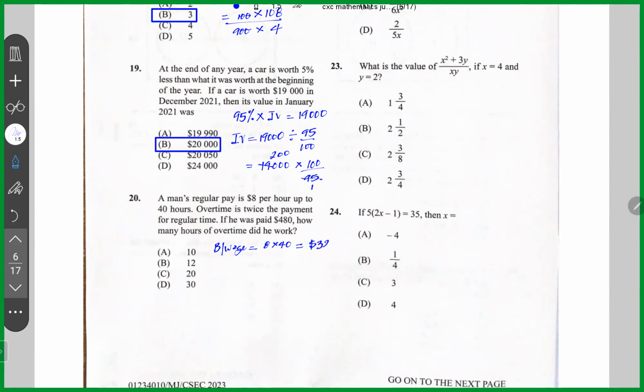All right, so now his overtime wage would be the gross wage, 480, minus the basic wage, which is 320. So what is this, $160? Now, the number of overtime hours would be the overtime wage divided by the overtime rate, which is 2 times the regular rate. So this looks like 10 hours of overtime. The answer is A.